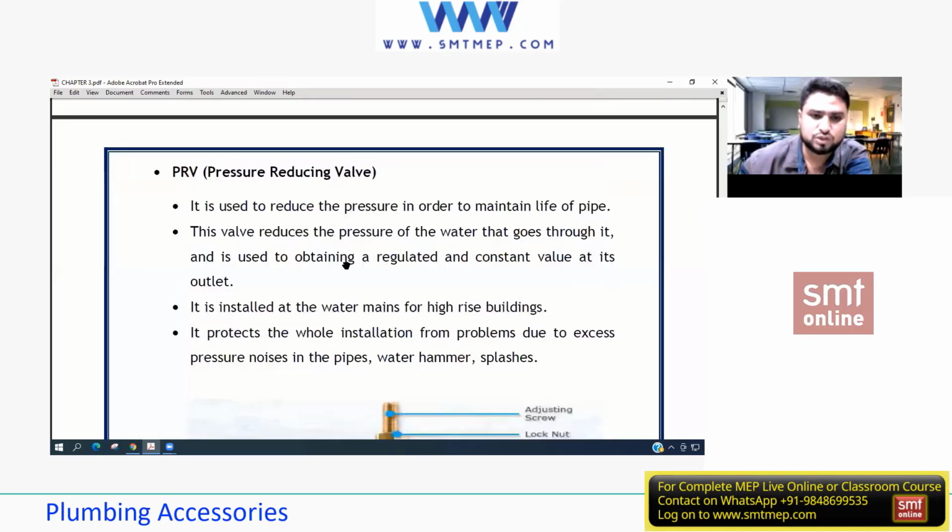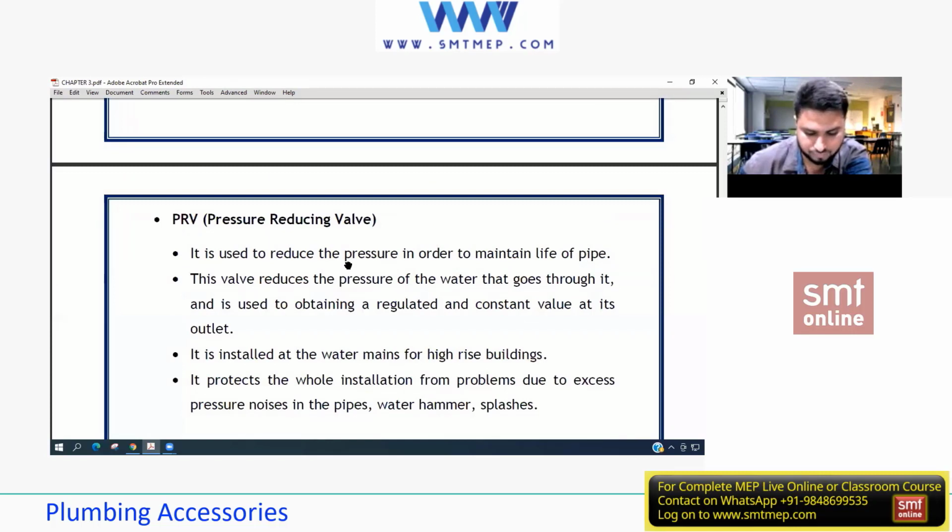What does 80 psi mean? Pressure, pounds per square inch. We'll be seeing one example now. The PRV is used to reduce the pressure in order to maintain the life of the pipe.